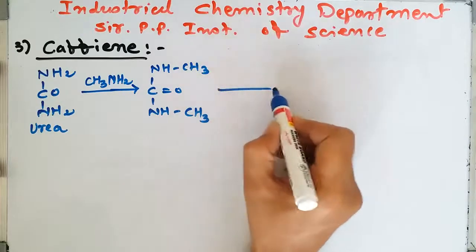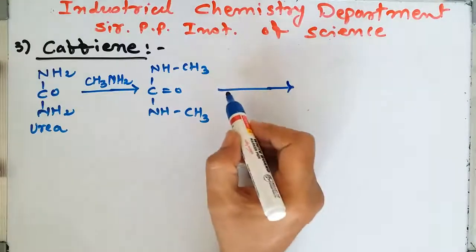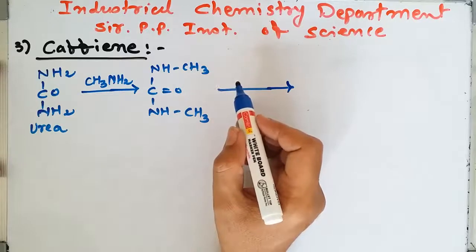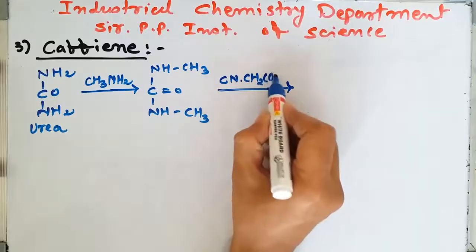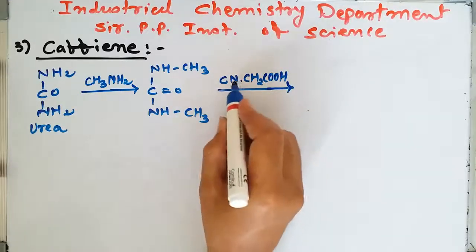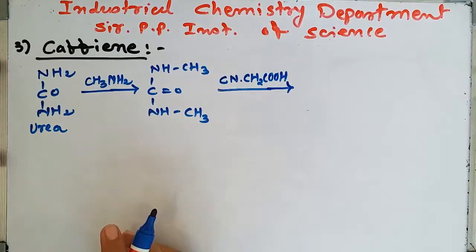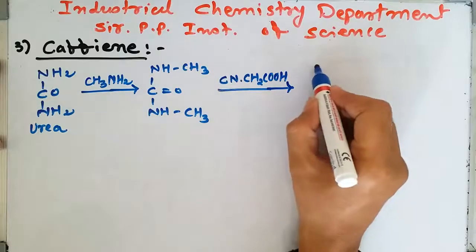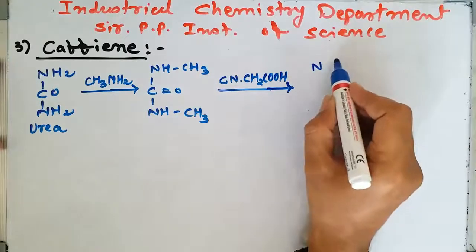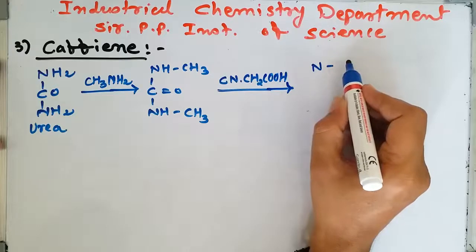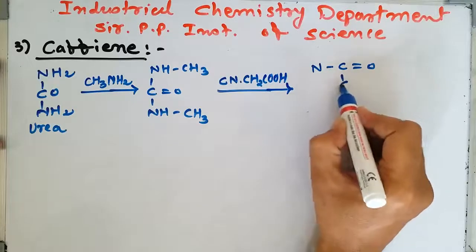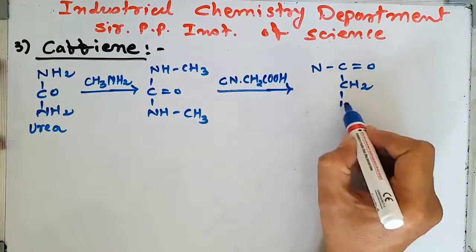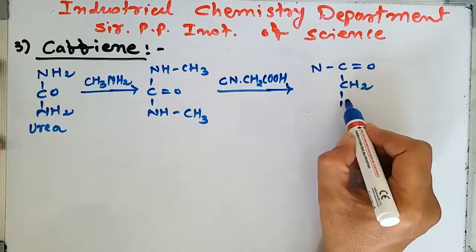Now this derivative is treated with cyanoacetic acid, CNCH2COOH. This is cyanoacetic acid. So this urea derivative contains cyanoacetic acid, CN.